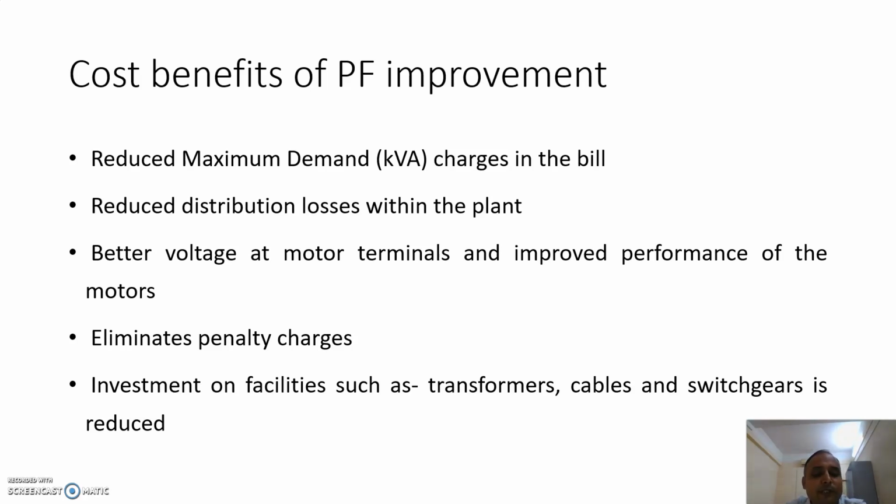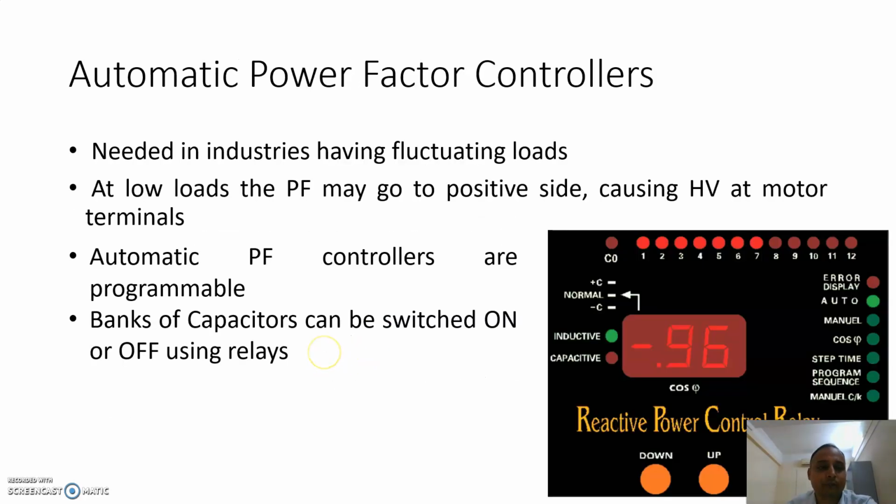And then investment on facilities such as transformers, cables, and switchgear is also reduced, because the transformers can then be of lower kVA value if we maintain a high power factor. Correspondingly, since the current gets reduced, the cables and the switchgear used will also be of reduced capacity, lower rating, which can also serve the purpose. So that's how we get cost benefit by improving the power factor.